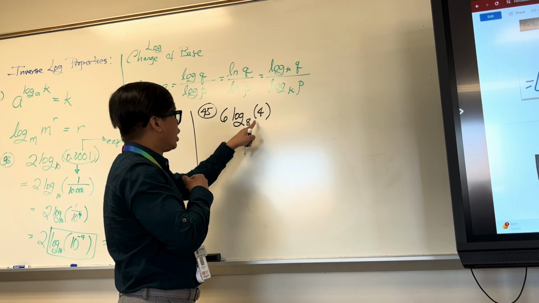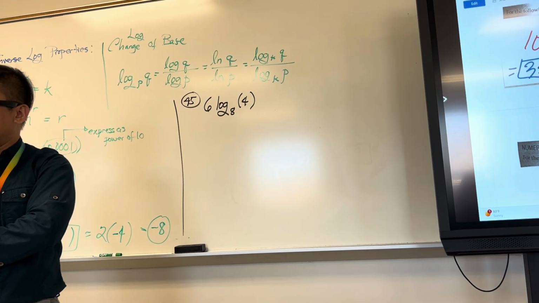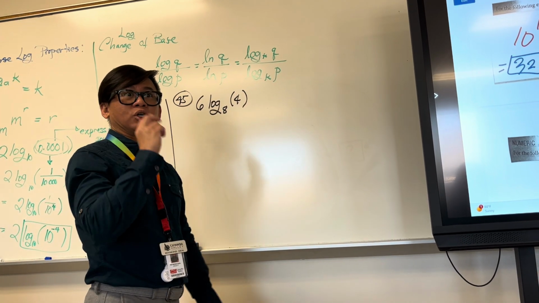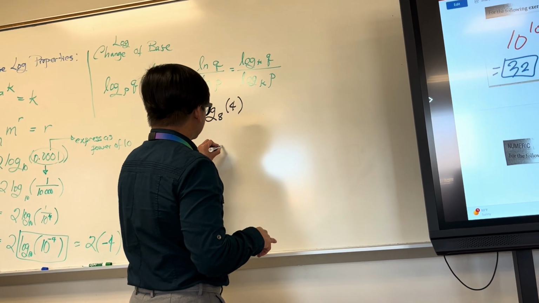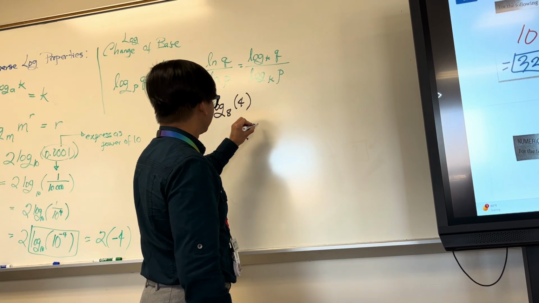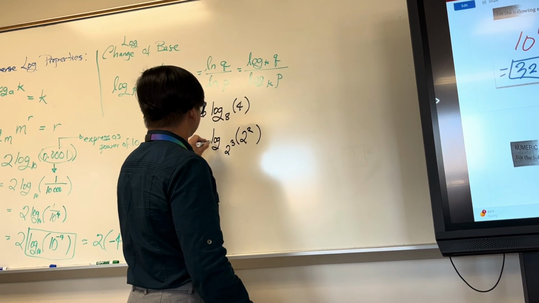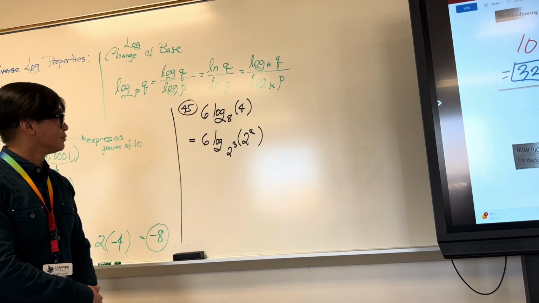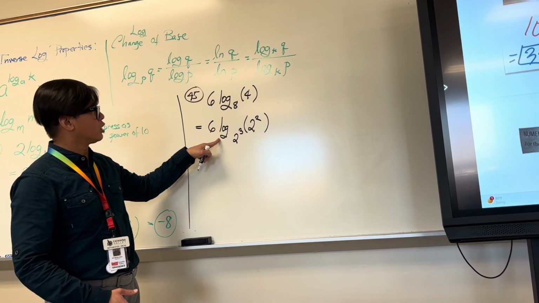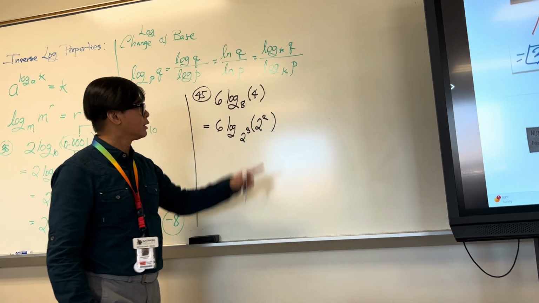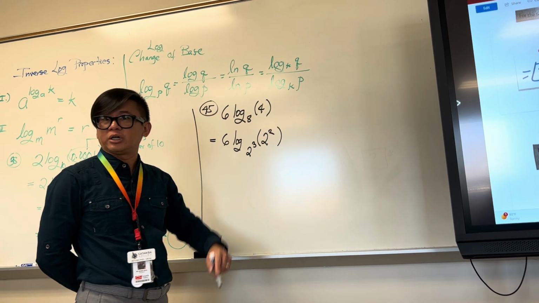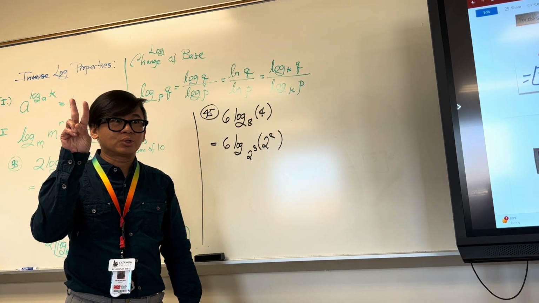Can we express this as a common base of something? What do you think? 2, right? 8 can be written as 2 cubed. 4 can be written as 2 squared. Are we good, guys, with what we did? So 6 times log base 2 cubed, that's 8, of 2 squared, which is 4. Once again, we express 8 and 4 as such because they're both base 2's.